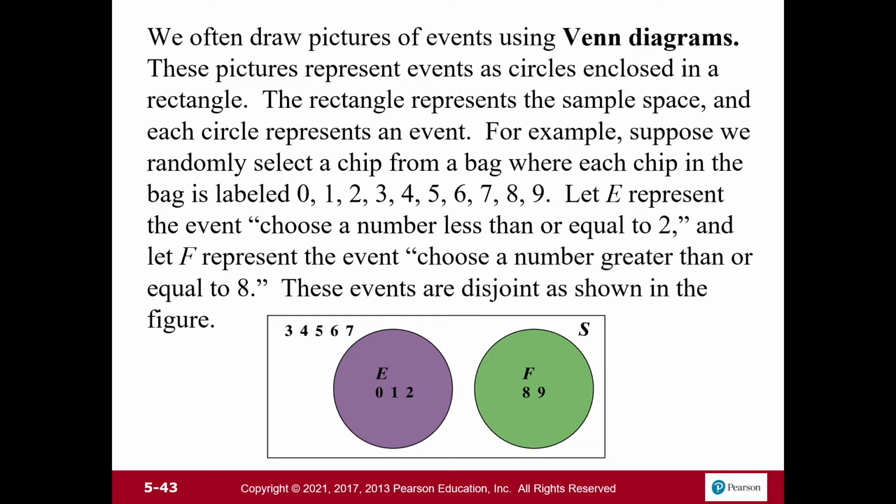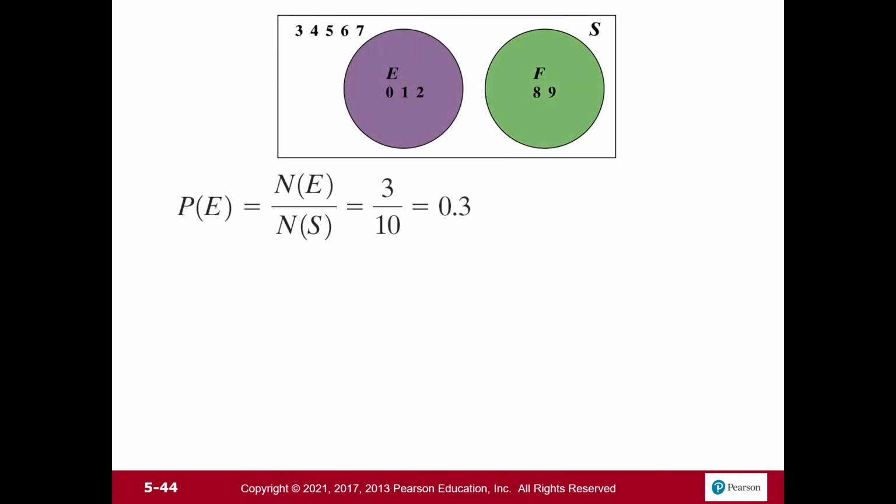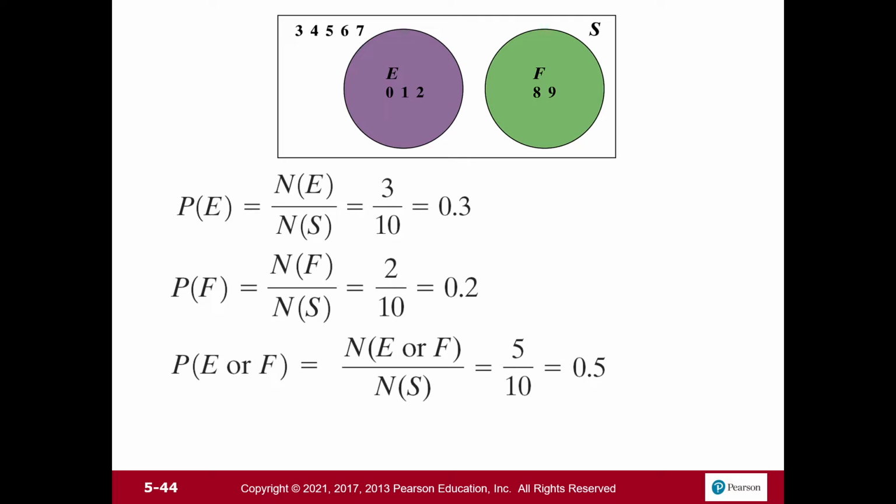Here you see, let E represent the event of choosing a number less than or equal to 2, and let F represent the event of choosing a number greater than or equal to 8. These events are disjoint. Alright, so the probability of E happening is 3 out of 10. Probability of F happening is 2 out of 10. The probability of E or F, right, would be a total of 5 over 10. That is the sum of those two.